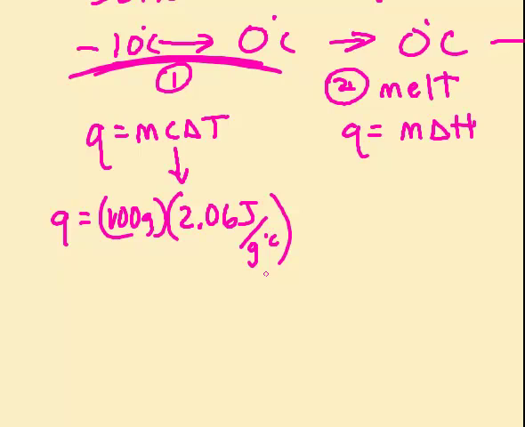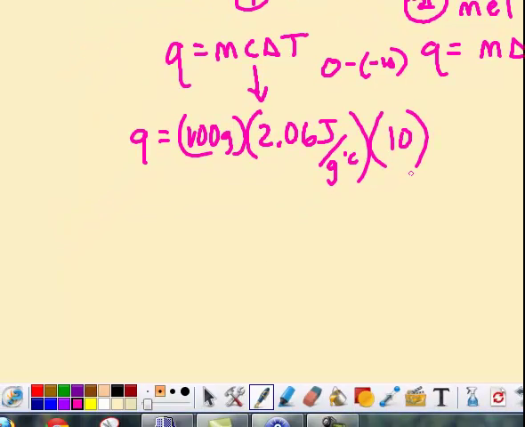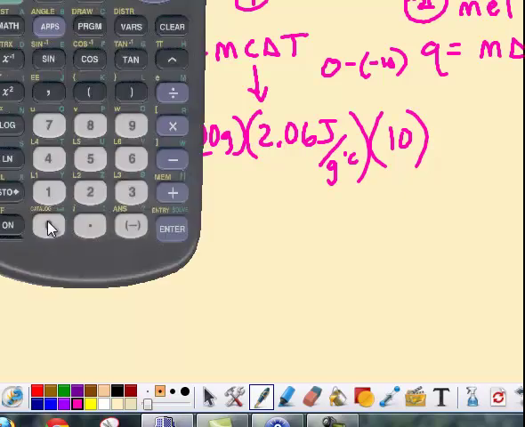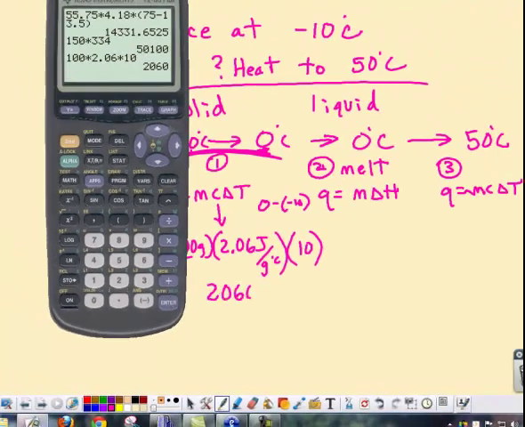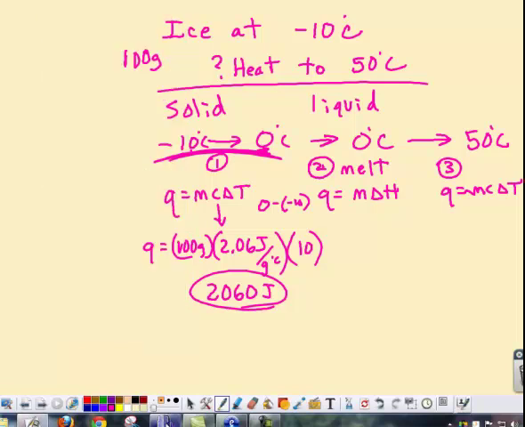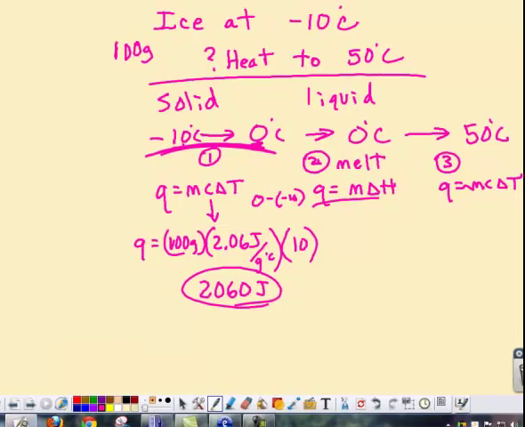All right, so a mass times the specific heat, times the change in temperature. Final temperature, 0, minus the initial temperature, negative 10. So 0 minus a negative 10 is 10 degrees Celsius. So we'd have 100 times 2.06 times 10. And that would tell us how many joules we would need to change the temperature of the ice. All right, so now we have the ice at 0 degrees. So now it's going to melt.